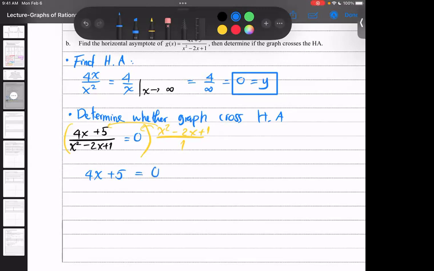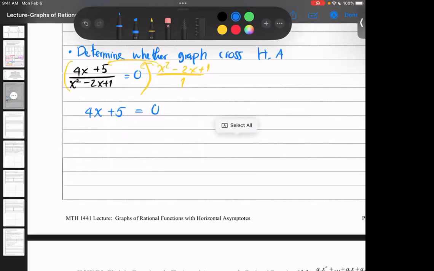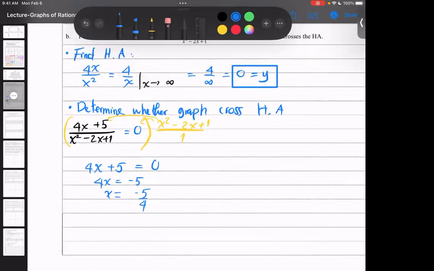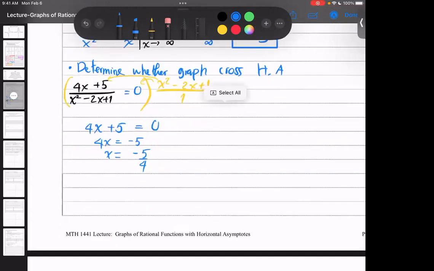Basically, from now on, when you have one fraction on the left-hand side and 0 on the right-hand side, you automatically set the numerator equal to 0, okay? Subtract 5 from both sides, I have 4x equals negative 5, and then x equals negative 5 over 4. It's going to be a point where the graph crosses the HA. You only have the x value. What is my y value? 0, right? 0. So for some people, if you don't believe it, you can put negative 5 over 4 into the function and it will give you 0 back. Okay?